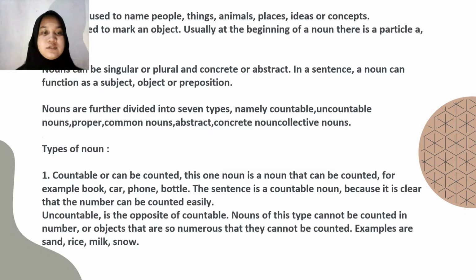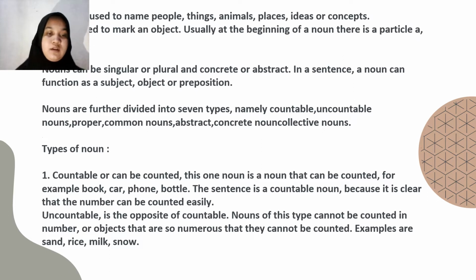First, noun. Nouns are used to name people, things, animals, places, ideas, or concepts. Noun is used to mark an object. Usually, at the beginning of a noun there is a particle a, an, or the. Nouns can be singular or plural, and concrete or abstract. In a sentence, a noun can function as a subject, object, or preposition. Nouns are further divided into 7 types, namely countable, uncountable nouns, proper, common nouns, abstract, concrete nouns, and collective nouns.